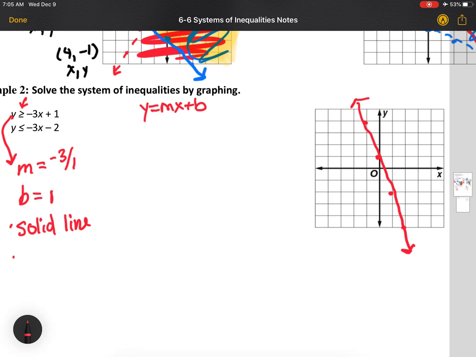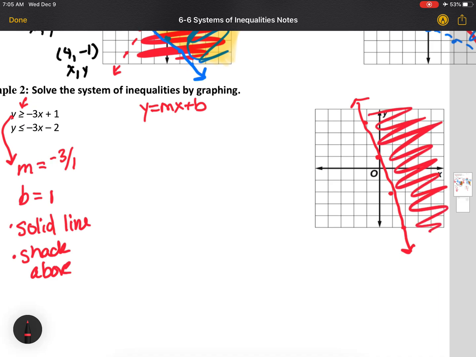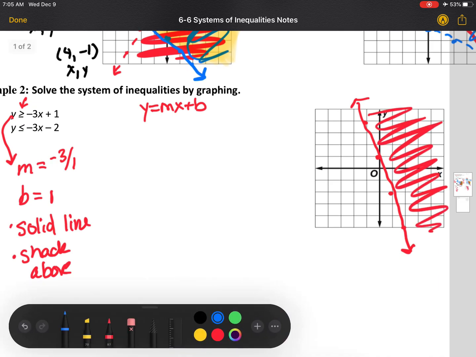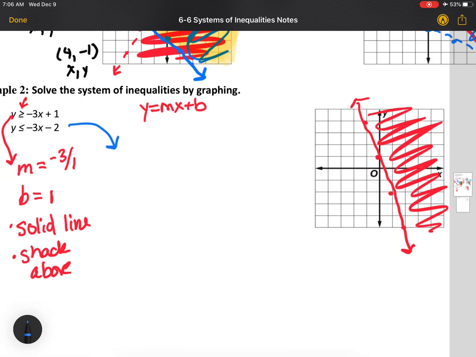And what kind of shade do I need? Well, it's y is greater than, so I'm going to shade above. So everything above that line gets shaded there. And now I'm going to look at that bottom one, that bottom linear inequality.